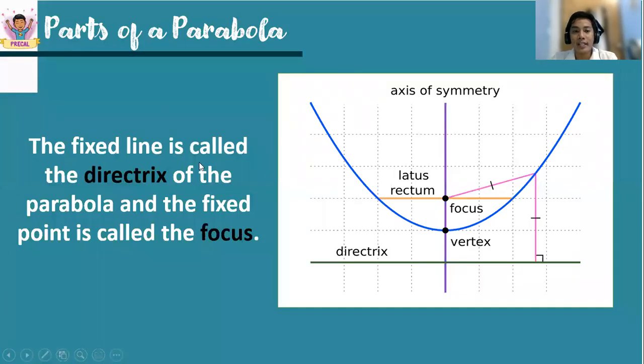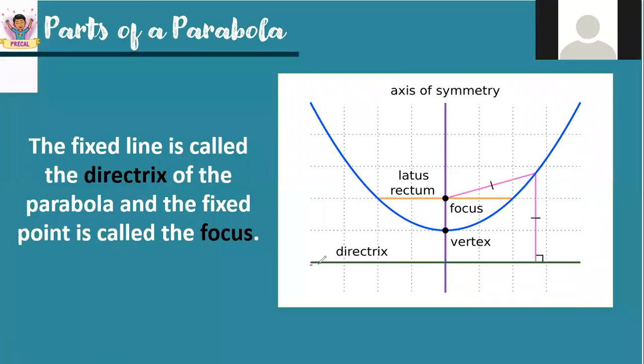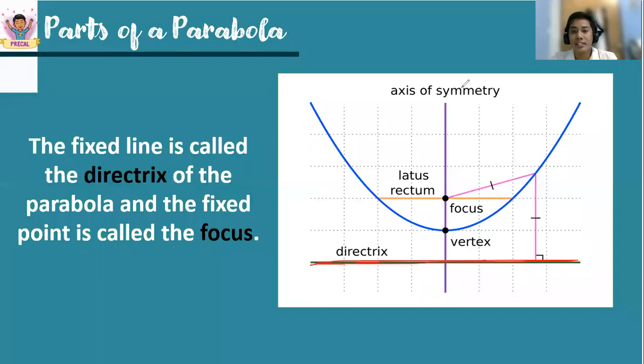So the fixed line is called the directrix. Observe the line here. This line is called the directrix. And notice that it is not part of the blue curve. The blue curve represents our conic, but the directrix is part of its exterior.